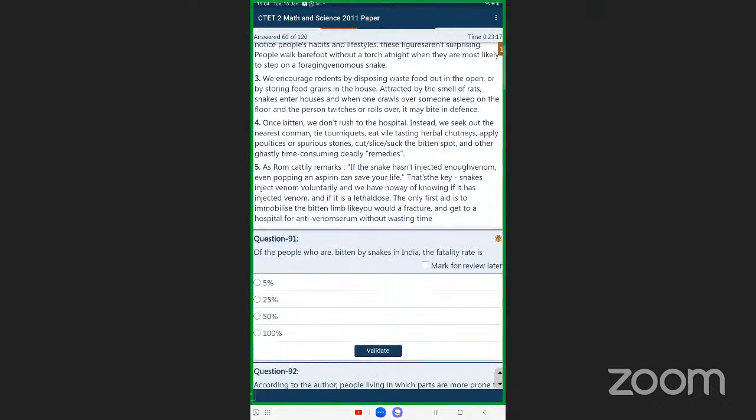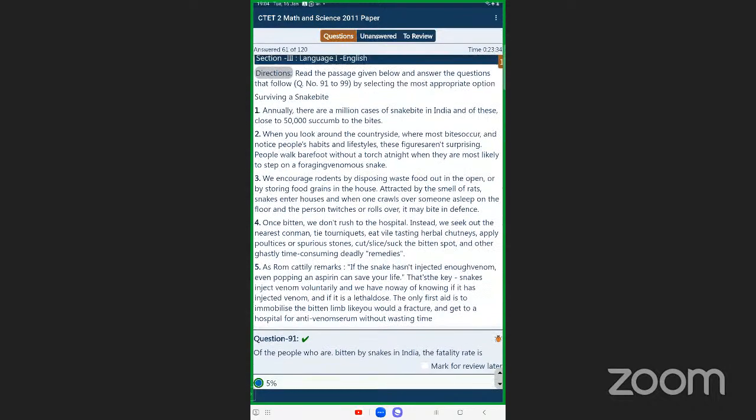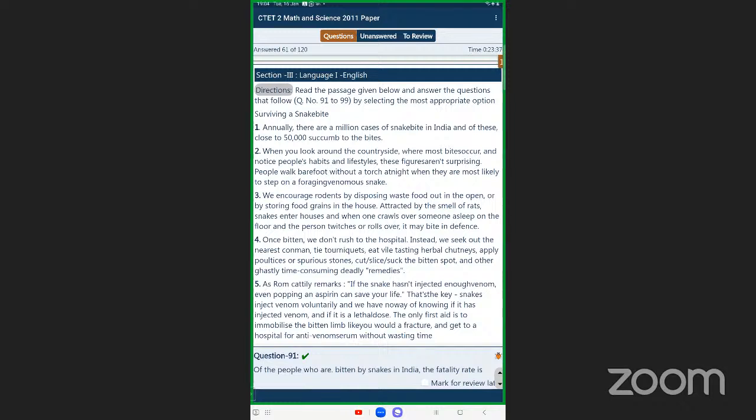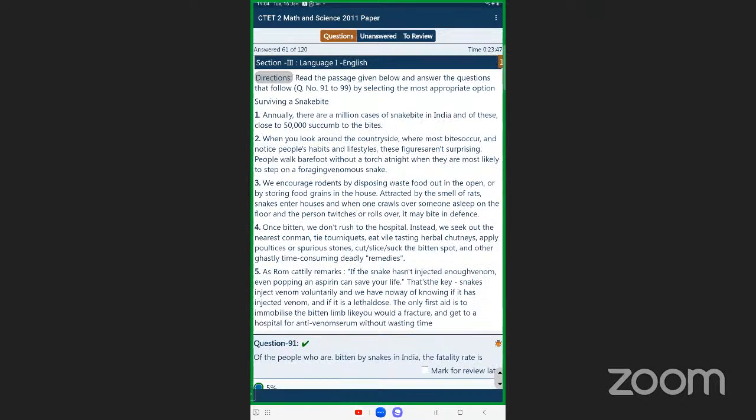So what is the question number? Of the people who are bitten by snakes in India, the fatality rate is how much, student? The fatality rate can be 5%, student. How can you say, student? Annually, there are a million cases of snake bite in India. Of these, close to 50,000 succumb to the bite. So it can be around 5%.